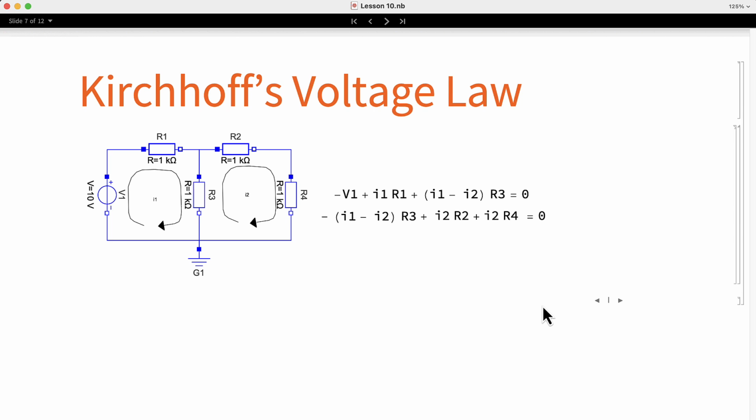After replacing all the voltages of the resistors, we end up with these two equations. In these two equations, V1, the voltage of the source, is a known variable. I1 is an unknown, it's the current that we want to calculate. R1 is known, currents are unknowns, all the resistor values are known. So we have two equations and two variables, and we need to solve these two equations in order to get the values for I1 and I2.